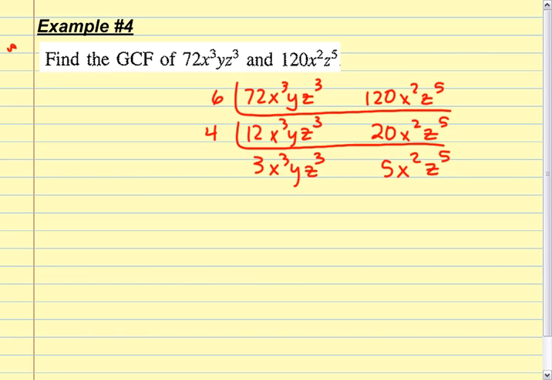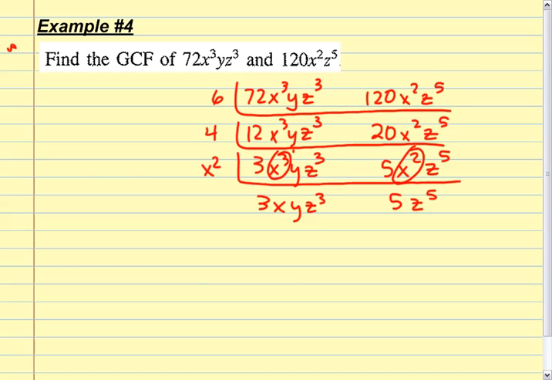So you see, I didn't have to pull out the biggest number. I just keep pulling numbers out until I can't pull numbers out anymore, which is where I am now. Because you can see 3 and 5, they don't have anything in common. But I can pull x squared from both of those, right? So it's x squared times 3x, that would give me 3x cubed, y z cubed, and then 5 z to the fifth, because I pulled out that x squared. I pulled out an x squared from here, but it left me with 1. That's why I've got this 1 down here.